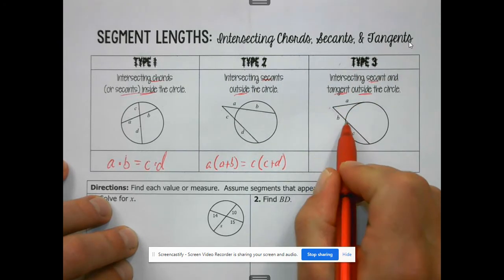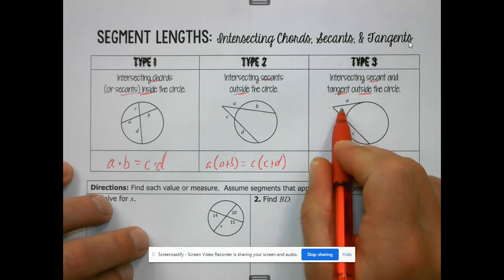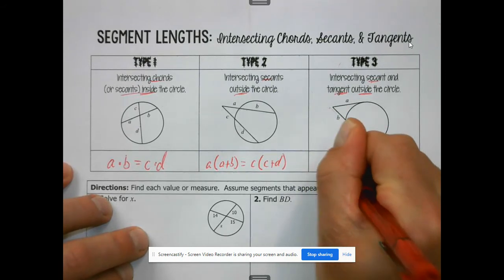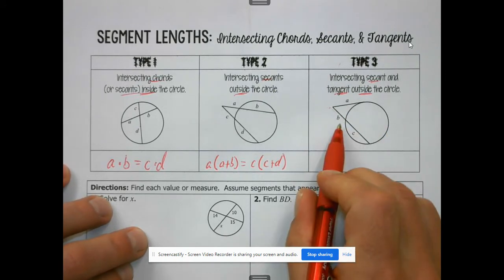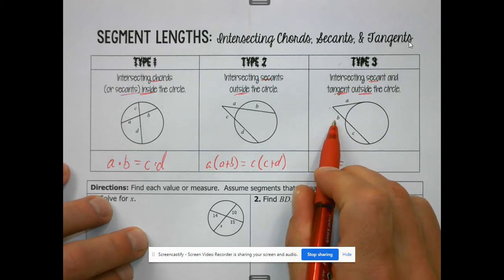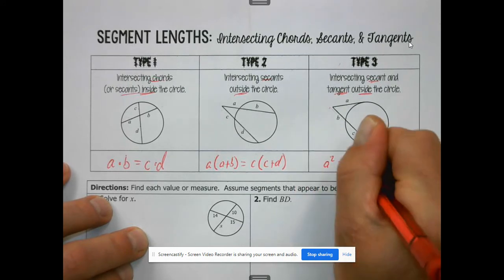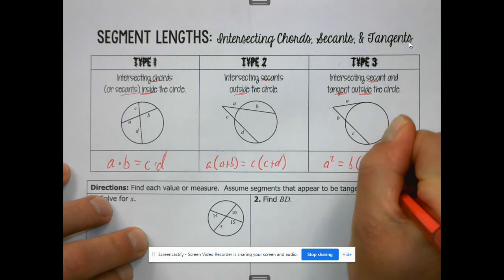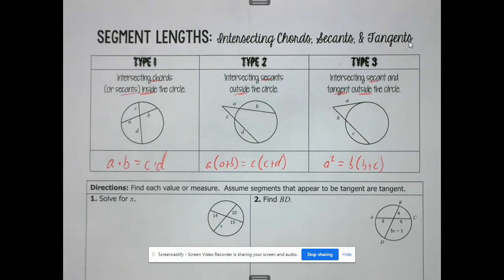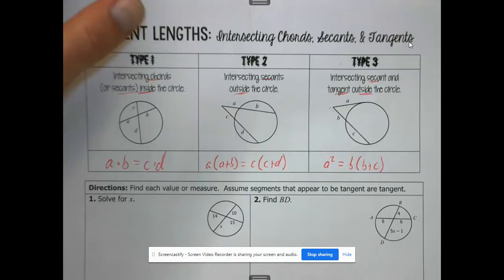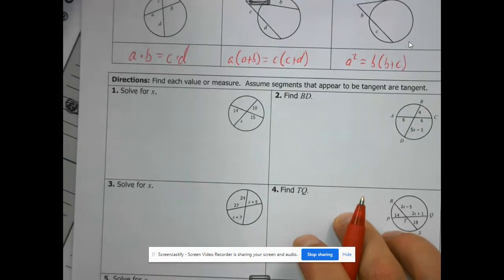Last one, intersecting secant and tangent on the outside. So here's your tangent, here's your secant. For the tangent, you square the length, A squared, and the secant we talked about, so it'd be B times B plus C. So those are your formulas. Less than 2 pages, lots of algebra. The formulas are easy to recognize, but the algebra can get kind of sneaky, so we'll take our time with the algebra.